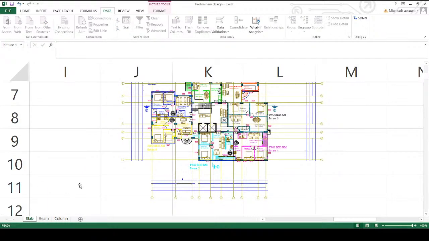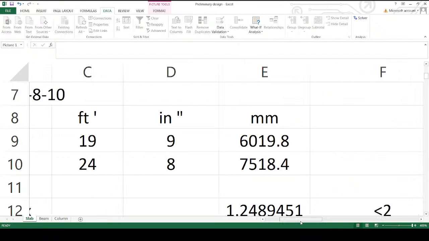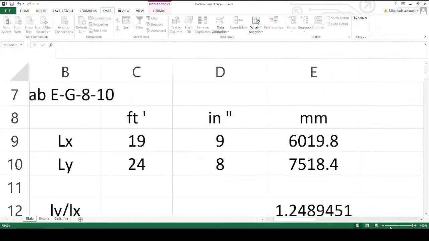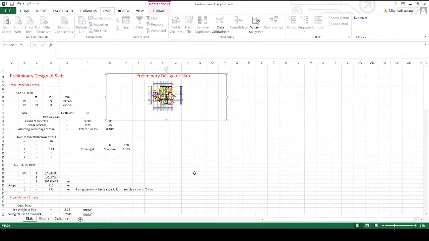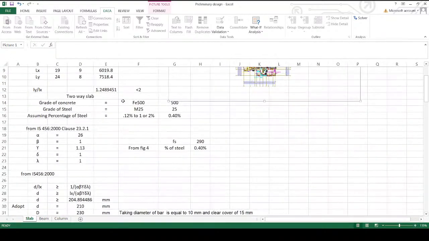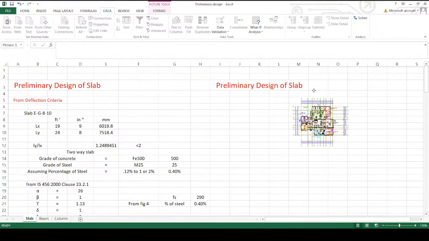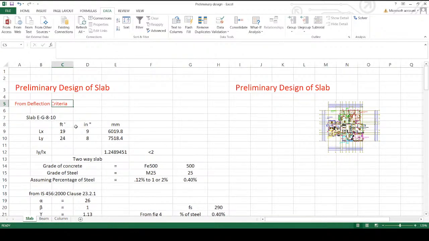In the slab portions, in the last video it got disconnected, so I am going to discuss the slab portion again. You have to select the slab in the figure. In a slab, you have to select the larger, big slab, where the shorter span is 19 feet 9 inch and the longer span is 24.8, and you have to calculate Ly by Lx.